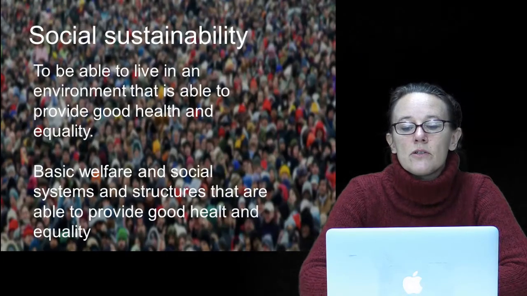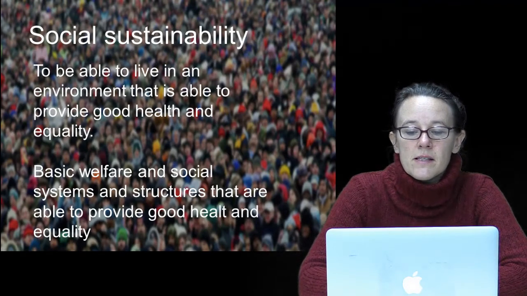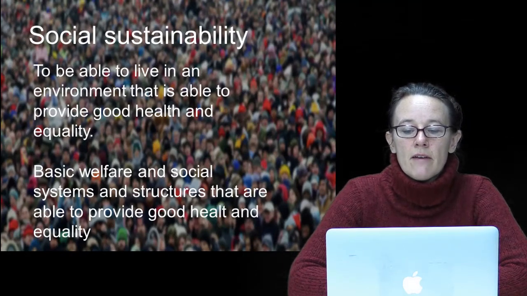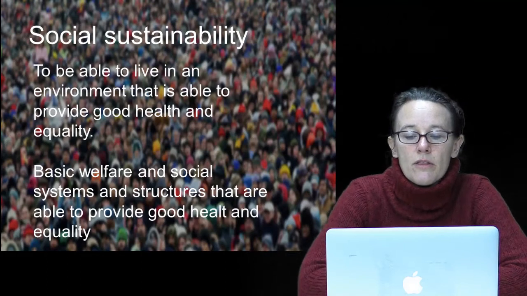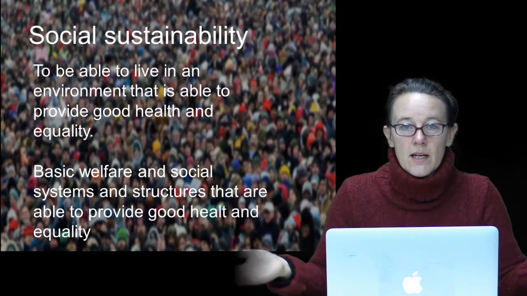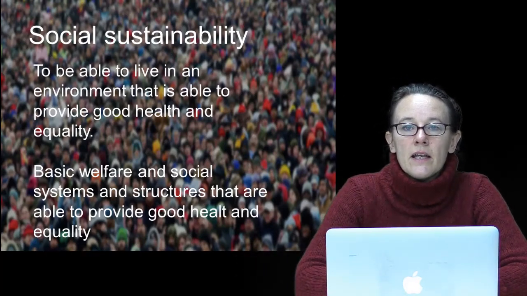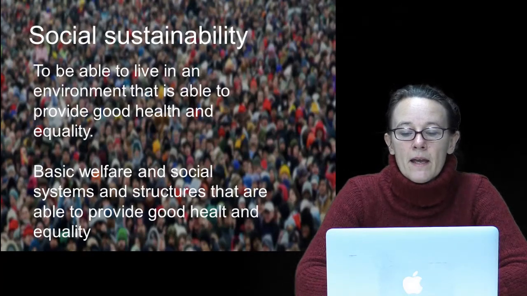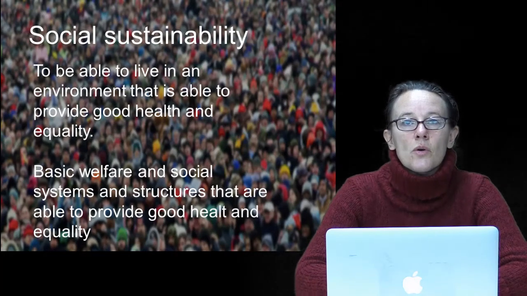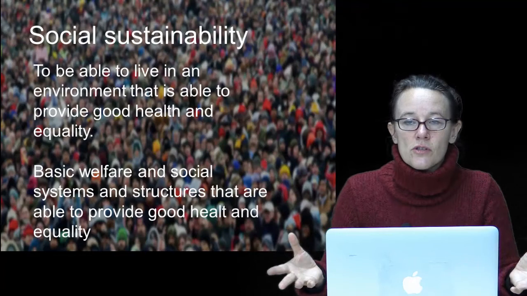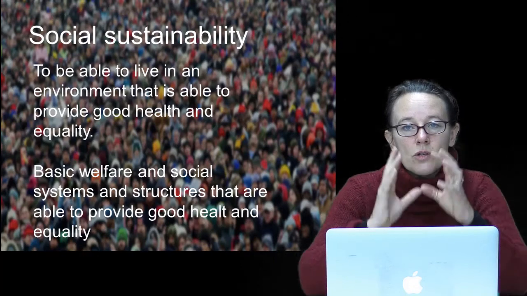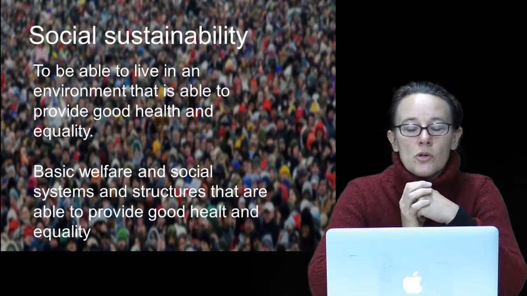If we then go into the social sustainability part of this, it focuses on the possibility to live in an environment that is able to provide good health and equality. So good health for the individual and equality between us as individuals. And it focuses on the basic welfare and social systems and structures that are able to provide that good health. This means the social structure of society that can help us to provide this good health and equality. So that's the center of social sustainability.